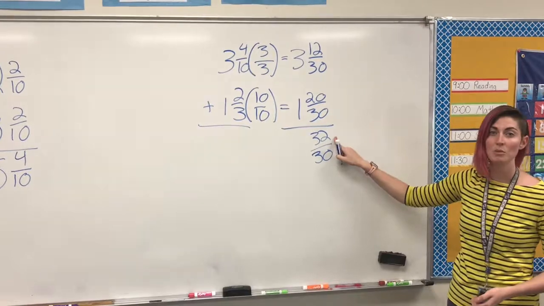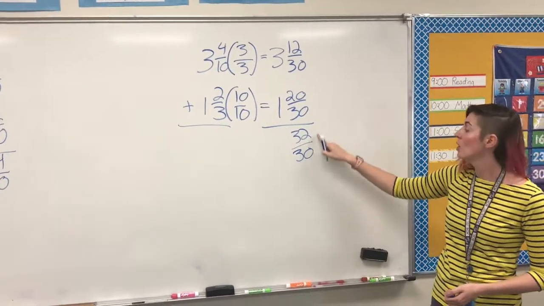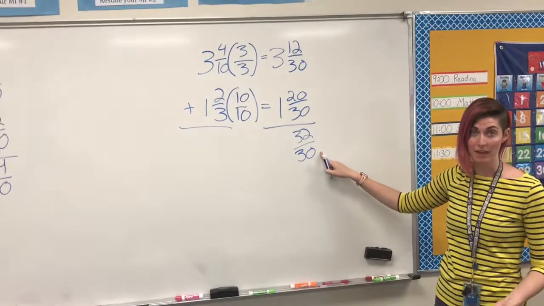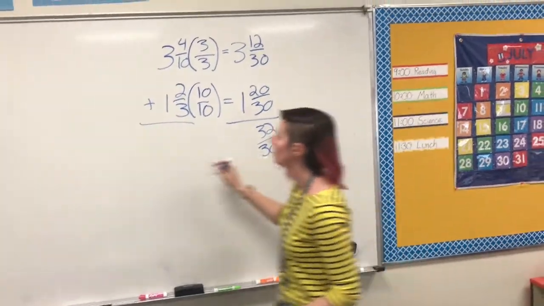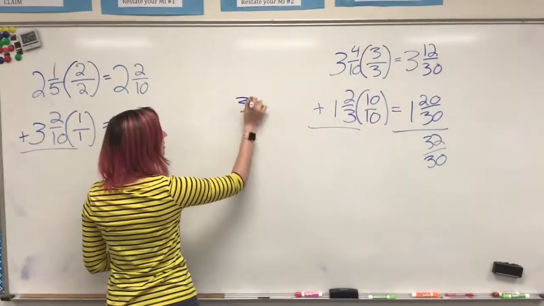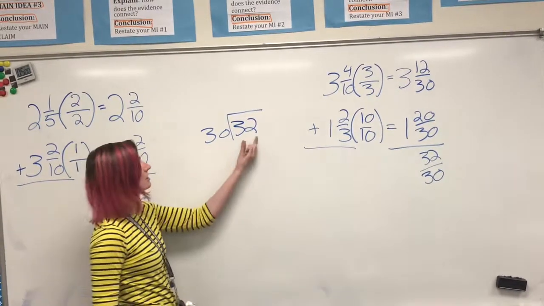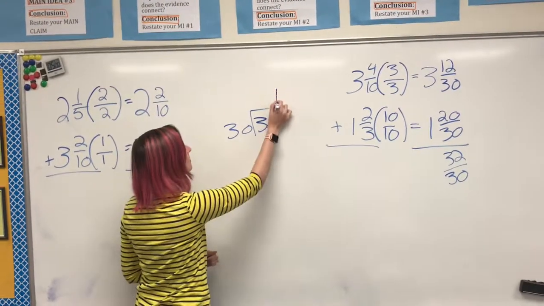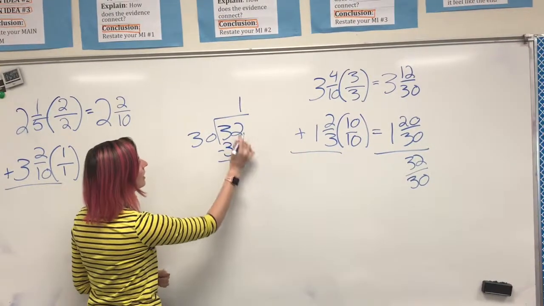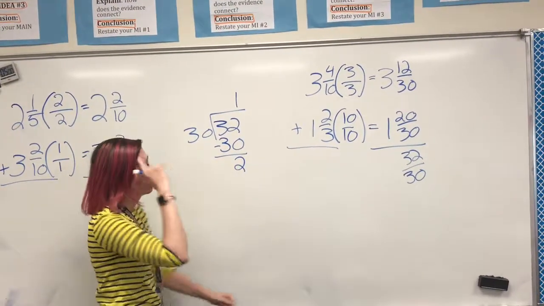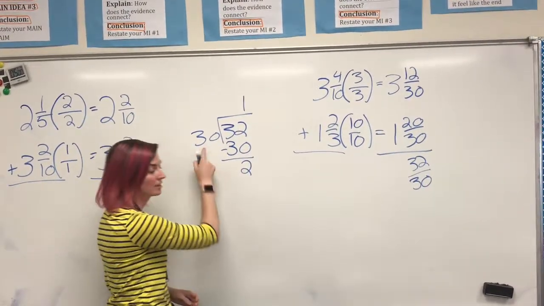But right here, as you can see, we have an improper fraction. The numerator is larger than the denominator. When we get to this point, we have to divide. 32 divided by 30. So off to the side, 32 divided by 30. 30 fits into 32 one time. 1 times 30 is 30. We subtract and we get 2. So our improper fraction is 1 and 2/30.